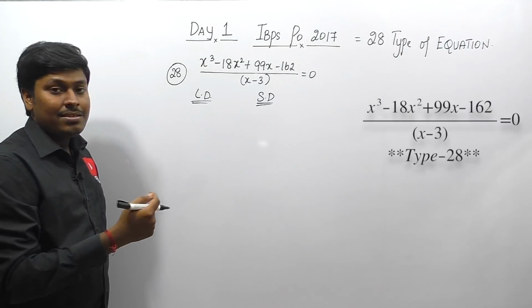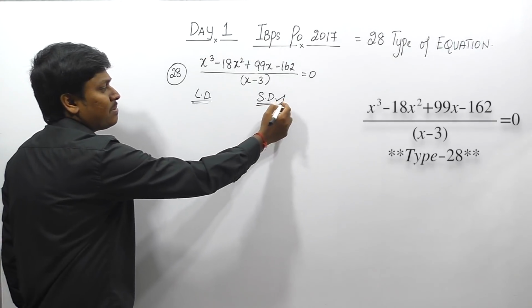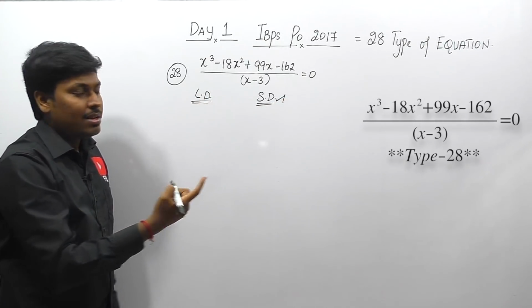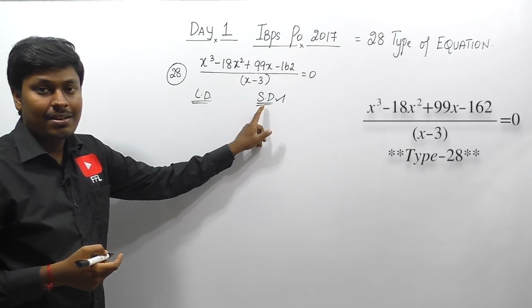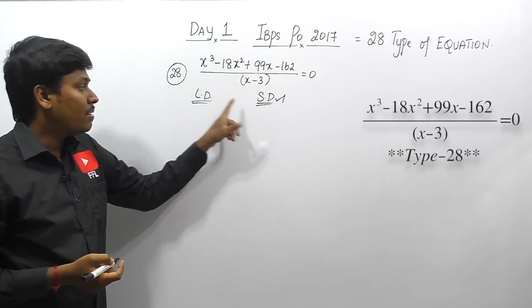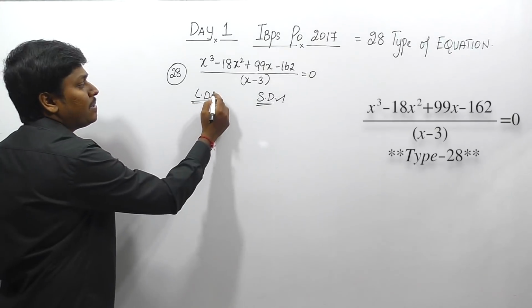But what I feel is synthetic division method will be the easiest method for solving these types of questions, because by using a shortcut we can easily crack this question by using synthetic division. But when you go for long division, it is a little bit tricky, right?